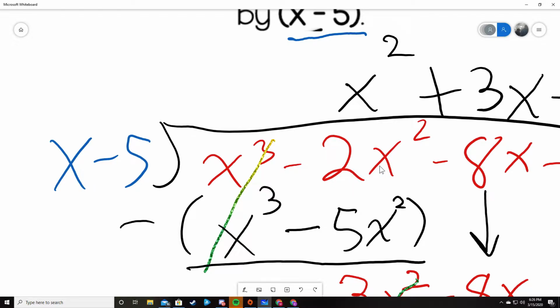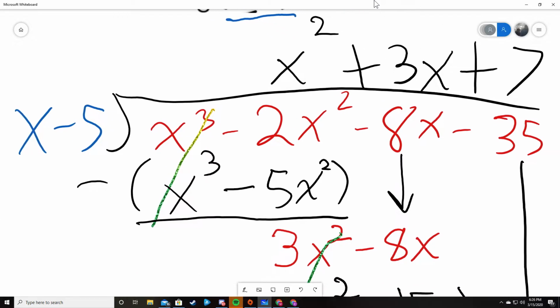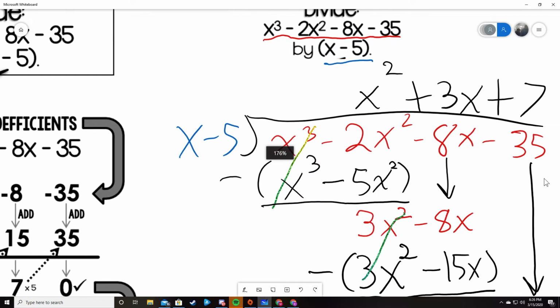Now I got negative 2x squared minus negative 5x squared. So when we're doing this, we're only subtracting the coefficients. Whatever answer we get, we'll have an x squared to it. So we got negative 2 minus negative 5. That's really negative 2 plus 5, which is going to be a positive 3x squared. So underneath here, we got positive 3x squared. And then we are going to bring down that negative 8x. That's the next term that's in our division. We bring that down. So we got 3x squared minus 8x.